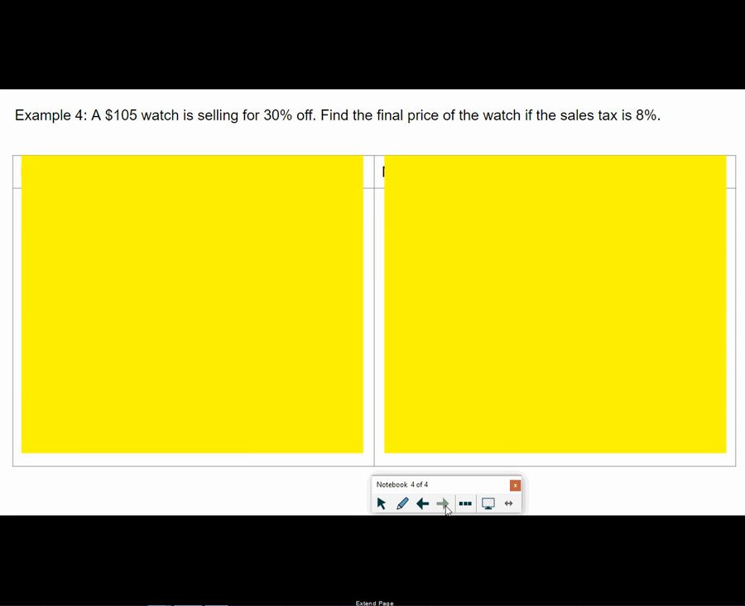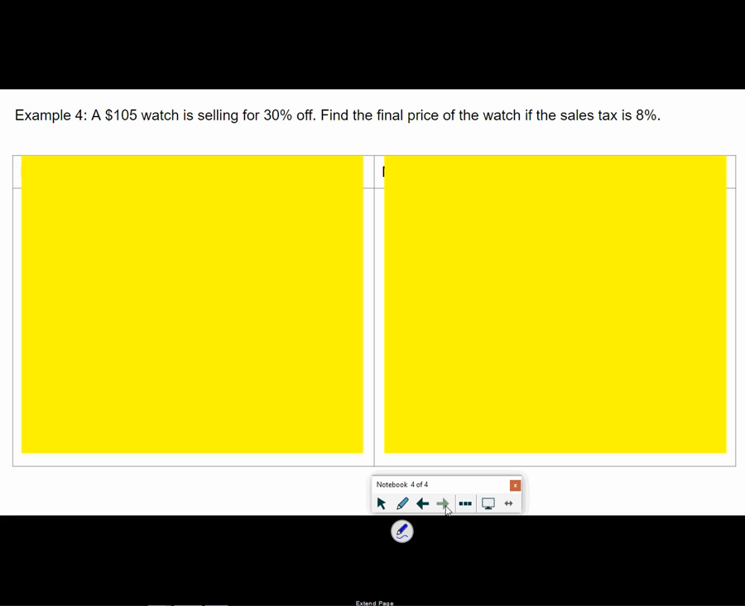Okay, example 4. This is a double problem. It's a $105 watch. It's selling for 30% off. Find the final price of the watch. Sales tax is 8%. In class, I had everyone choose, and most people chose to do method number 2. So we're going to do both parts, but we'll do method number 1 on one part and method number 2 on the other. We'll do the first part, which is the 30% off.